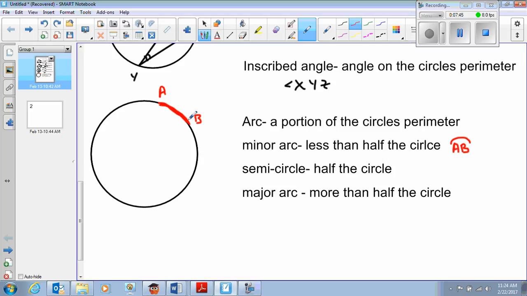Now you might say, well, what if I said AB? What if I was talking about the other part, all this, instead of that little part? What if I talked about from A here all the way around to B? Well, that's a very good question. I know that it's a minor arc because it's only listed with 2 letters. That's very important. That lets me know that I'm talking about the smaller portion of that arc.